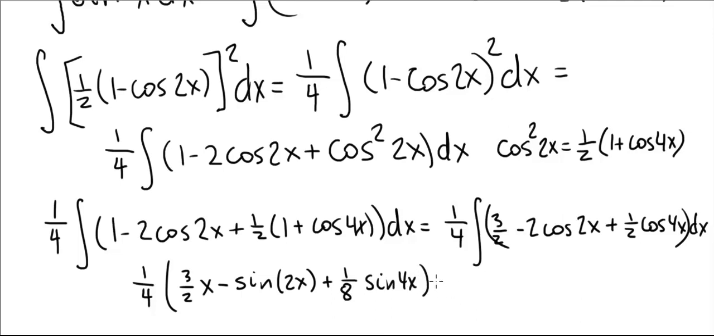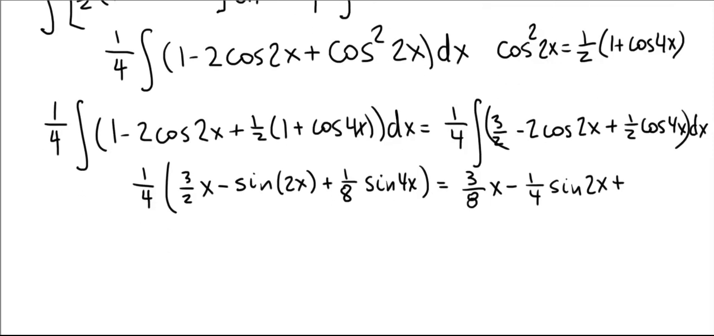Let's multiply everything by 1/4. So we end up with 3 over 8 x minus 1 over 4 sine of 2x, and then plus 1 over 32 times sine of 4x, and let's add a constant, we'll call it c1. So the answer, the integral of sine to the fourth of x, is 3/8 x minus 1/4 sine of 2x plus 1 over 32 sine of 4x.